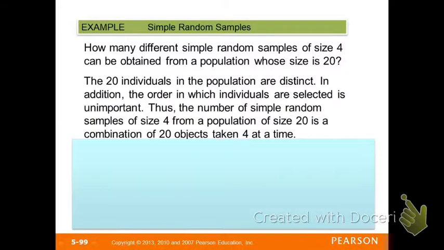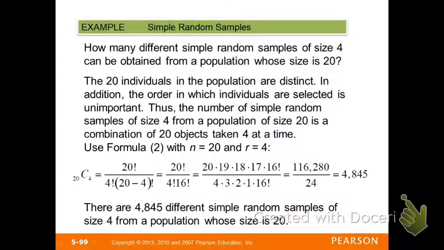All right, so the individuals are distinct, and the number of samples of size 4 from a population of size 20 is a combination. The reason it's a combination and not a permutation is because the order in which the individuals are selected is unimportant. It doesn't matter. We're not talking about finishing a race first, second, or third. We're talking about just plain old choosing 4 people from a population of 20.